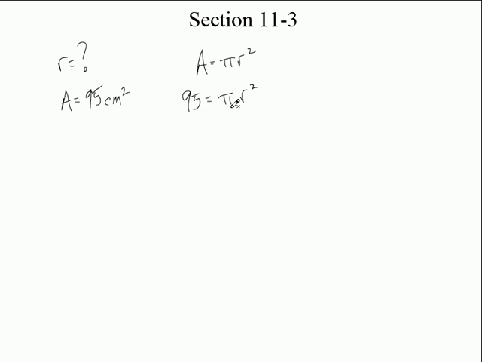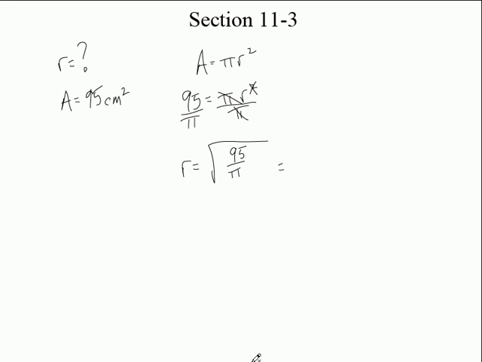So, again, what do we get rid of now? Pi. Get rid of the pi. It's being multiplied. How do we get rid of it? Divided by pi. So we divide that by pi. So 95 over pi, that cancels out, equals r squared. How do we get r by itself? Square root. Good. We just take the square root. Get rid of the square by taking the square root. So it's the square root of 95 over pi.